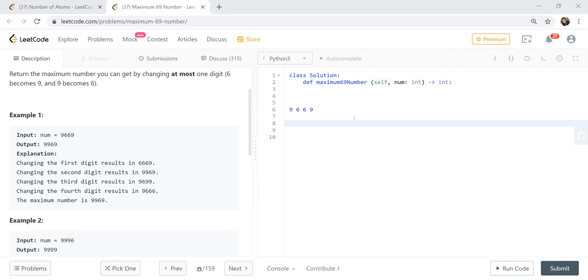What I did, I extracted all the digits, put them on the stack, and then reconstructed the number again. So for a stack, you started from the rightmost. Yes. And put it into the stack, 9, 6.